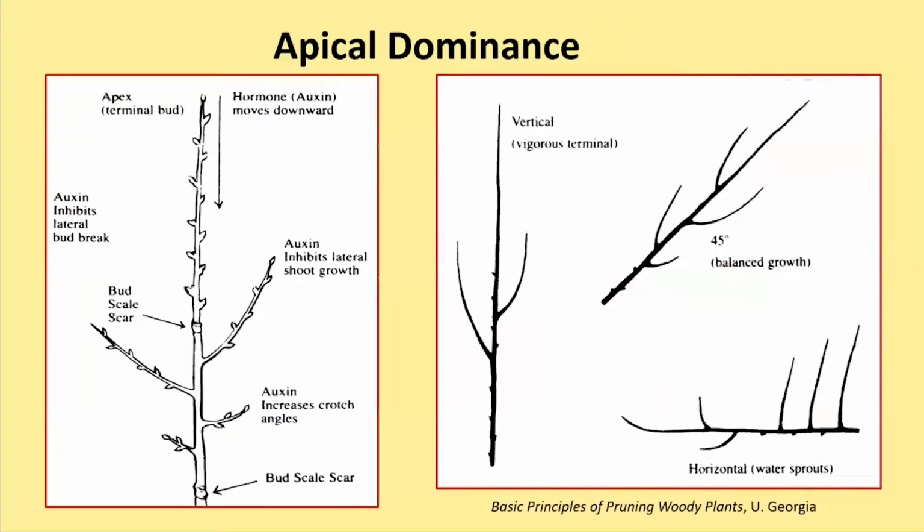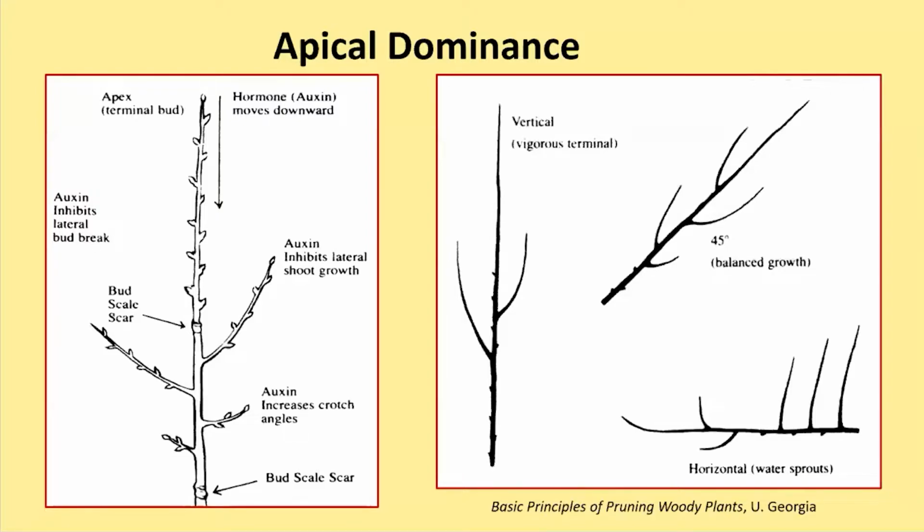And why does a heading cut make the branch bushier? Well, it has to do with auxin. So take a look at the illustration on the left. Auxin is a hormone that concentrates at the tip, the most actively growing region of the plant. In this illustration, auxin is the highest at the terminal bud, at the point, and it travels by gravity.